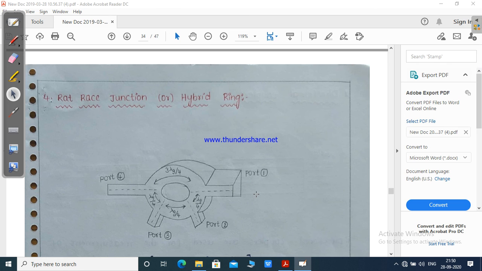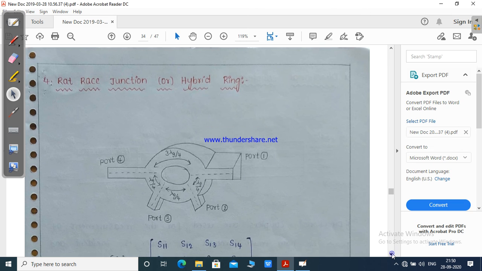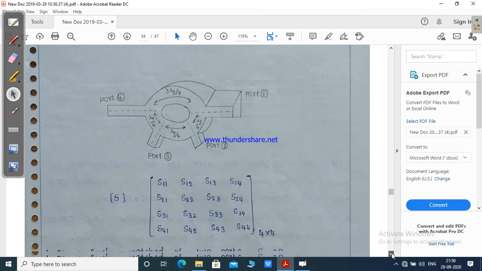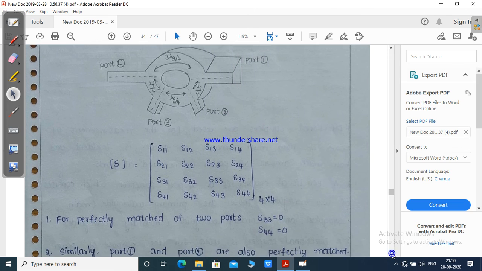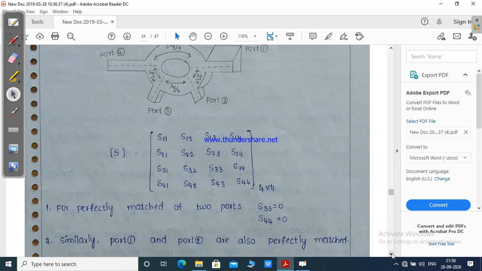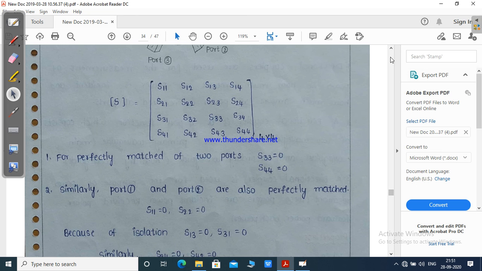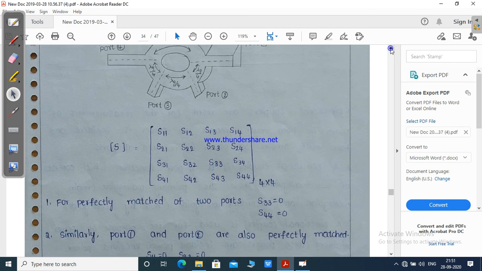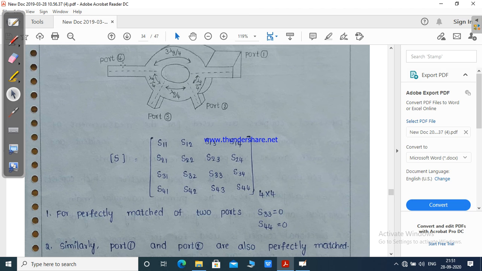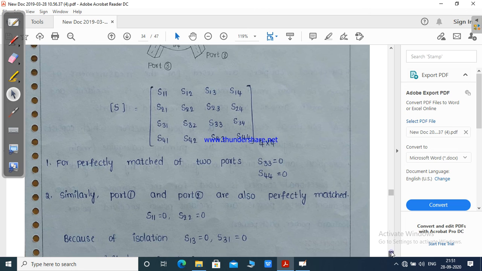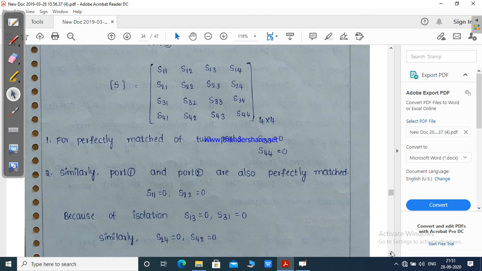This is the working principle of the rat race and hybrid ring. We can use it for multiple applications. It is also a 4-port network, so we can write a 4 by 4 scattering matrix. S33 and S44 are perfectly matched terminations, similar to the magic T. Here also the same thing: S11 and S22 are perfectly matched, so S11 and S22 are 0.